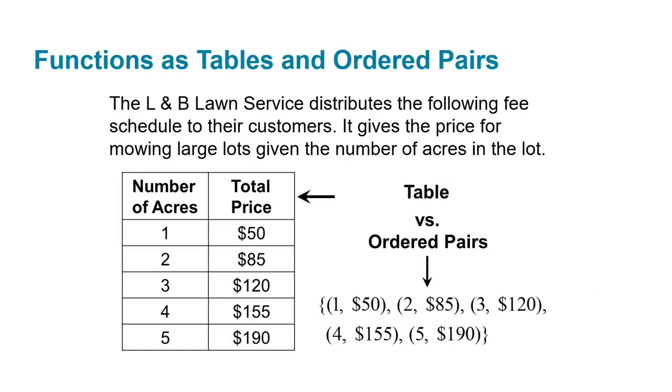The L&B lawn service distributes the following fee schedule to their customers. It gives the price for mowing large lots given the number of acres in the lot. So we have the number of acres represented by a table, and we could also translate it as ordered pairs. The number of acres is equivalent to our x coordinate, and the total price is equivalent to our y coordinate. So we can translate this as ordered pairs where x represents our inputs and y represents our outputs. So here's our ordered pair selection: 1, 50, 2, 85, and so on.